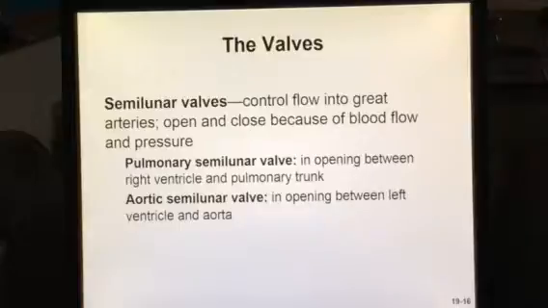So the pulmonary valve is the opening leaving the right ventricle. As the blood goes from the right ventricle through the pulmonary valve, it's going to head into the pulmonary trunk and go to the lungs. On the left side, it is called the aortic valve. So the blood leaves the left ventricle, goes through the aortic valve, and then into the aorta. So those 2 are easy to remember. And again, not always will you see the word semilunar in there. Sometimes it just might be shortened to pulmonary valve or aortic valve.